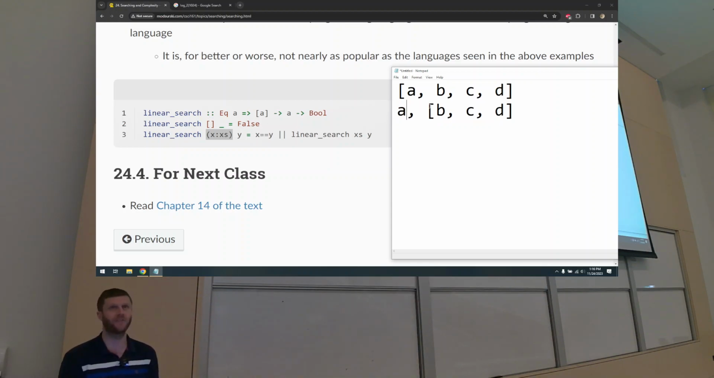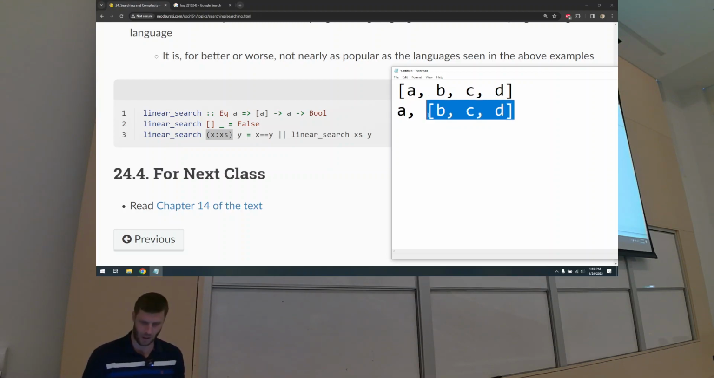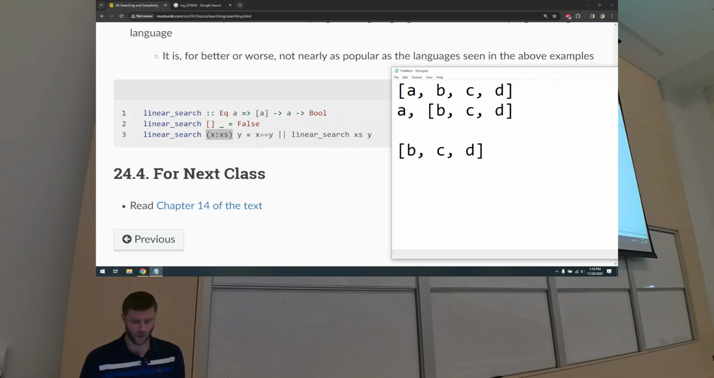So if A is not the thing I'm looking for, well, I call linear search on this list. What the heck is going on here? I just do the linear search again on XS, which is the tail. And I look for Y, which means, okay, is this an empty list? No. False, thank you. Is B the thing I'm looking for? Let's say it's not. Maybe it is. If it is, I'm done. But let's say it's not.